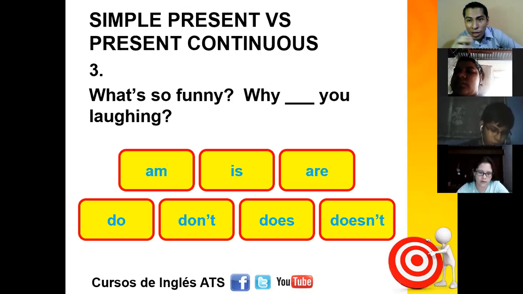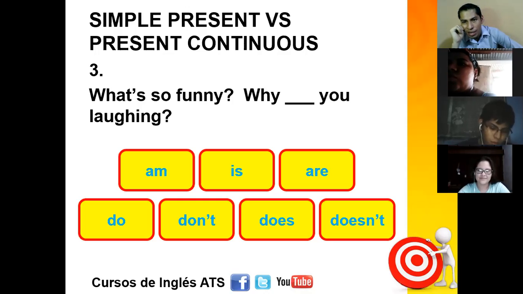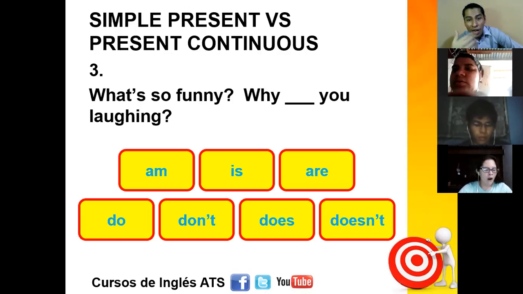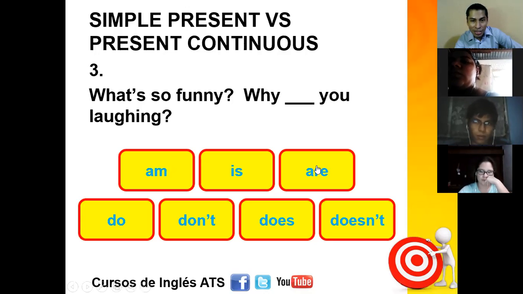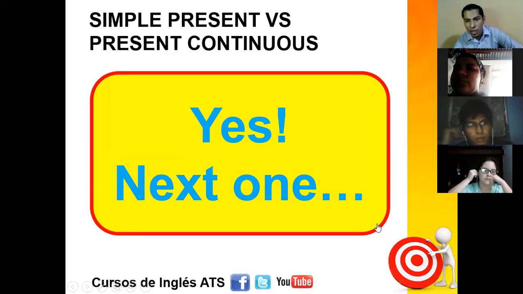Usted ocupa do y does cuando usted tiene un verbo en la forma base. En la forma base significa sin agregarle nada. Aquí el verbo tiene ing. Entonces no puede decir why do you laughing? What's so funny? Why are you laughing? ¿Por qué estás tú riendo? Ahí sí tiene sentido. Pero si usted dice, why do you laughing? Ahí sí no. So let's see next one.